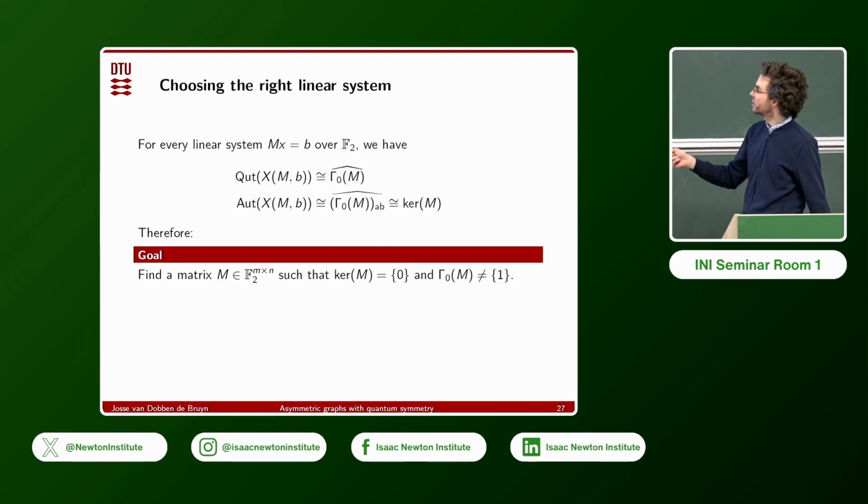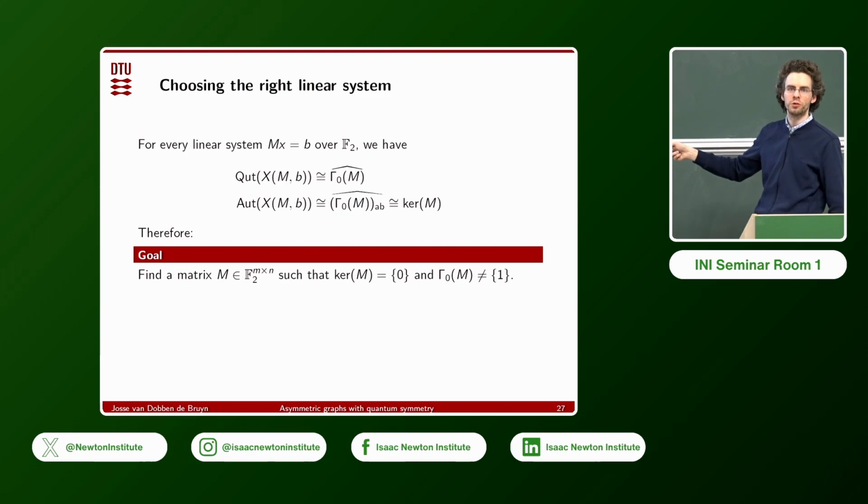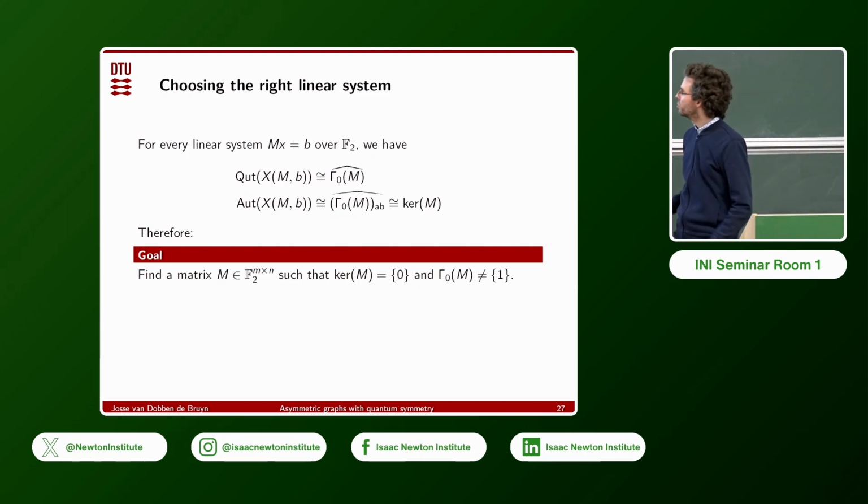So to get asymmetric graphs with quantum symmetry, we want to find a linear system such that the kernel is 0. That means the automorphism group is going to be trivial, and the solution group is non-trivial. Okay, that should be doable, maybe.